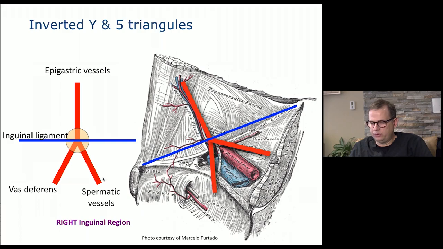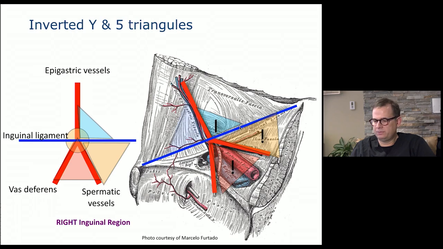And that divides anterior and posterior. So with the inverted Y and that inguinal ligament or iliopubic tract, we can divide the field in five triangles. Let's go over them. The first one is between the vas deferens and the spermatic vessels. That's the triangle of doom. We have the external iliac vessels. The next triangle, between the spermatic vessels and that line, is the triangle of pain, where we can find the nerves. The third triangle, between the iliopubic tract and the spermatic and epigastric vessels, is the indirect triangle, where we can find the indirect hernias.